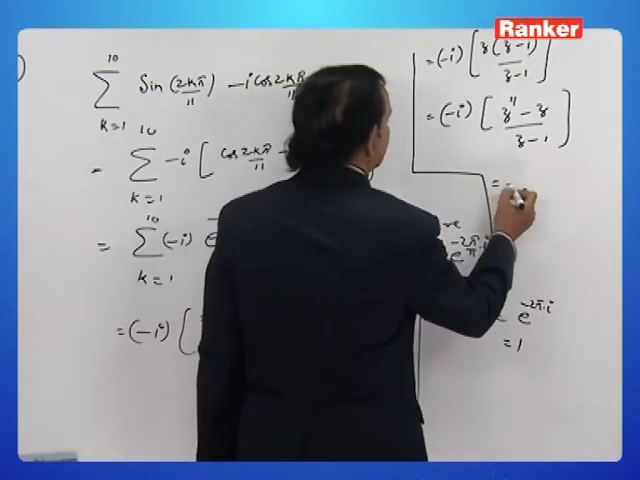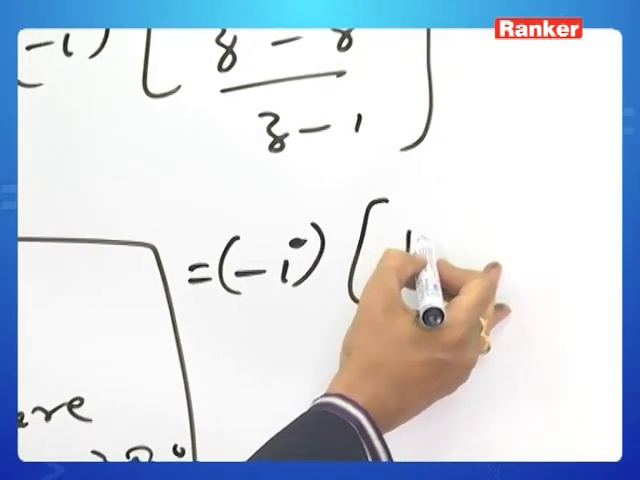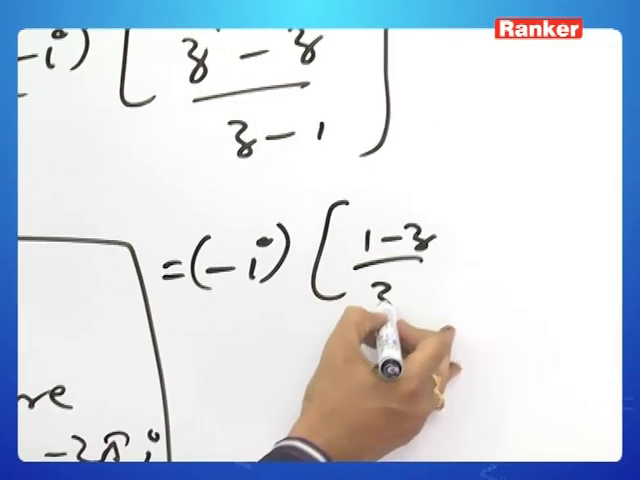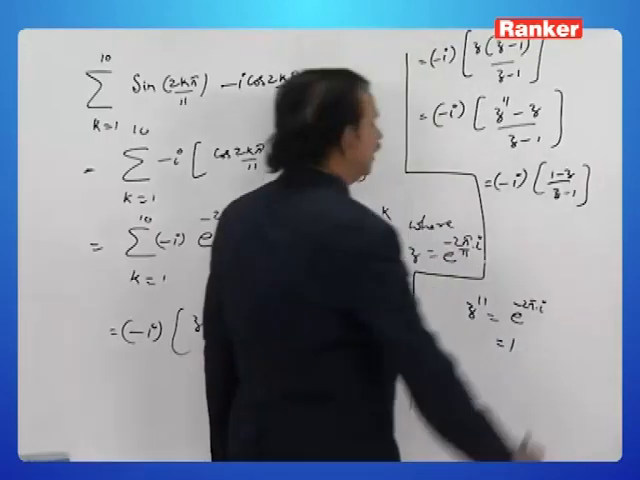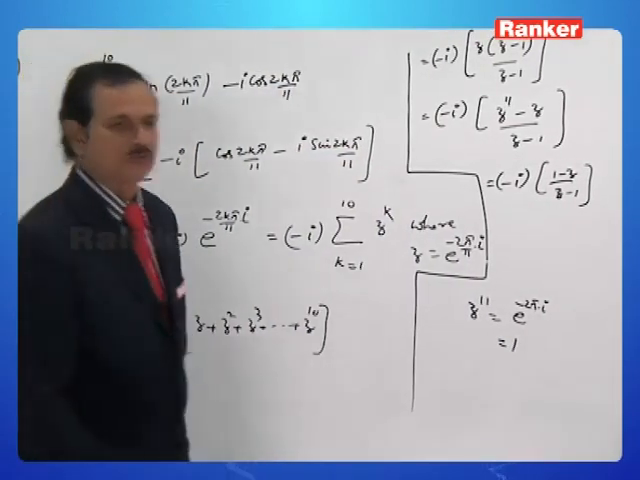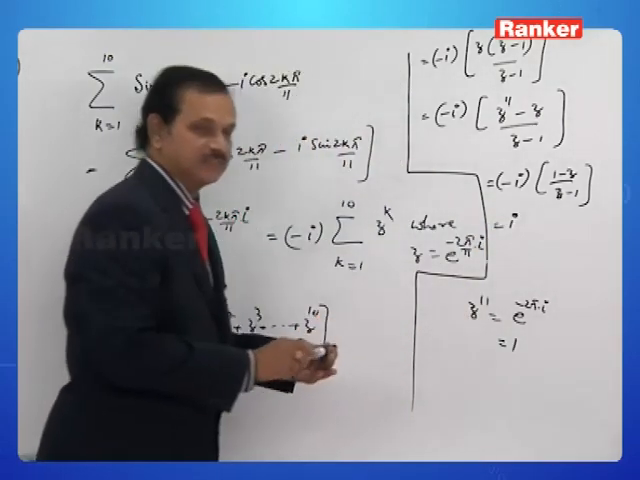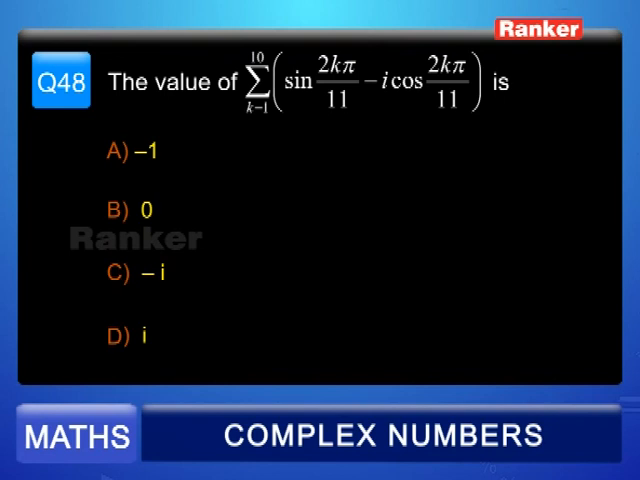Hence, this is equal to minus i into 1 minus z by z minus 1. What is 1 minus z by z minus 1? It is minus 1. Minus 1 into minus i is i. Hence, the answer is i. The fourth option, that is option D, is the right option.